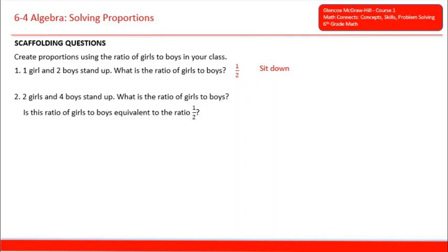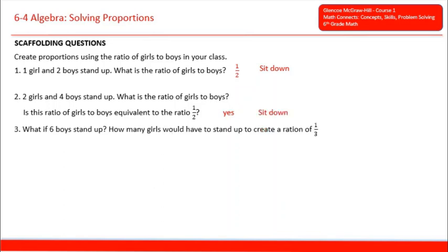Is this ratio of girls to boys equivalent to the ratio 1/2? Yes, because the ratio would be 2/4, which simplifies to 1/2. Sit down. Number 3, what if 6 boys stand up? How many girls would have to stand up to create a ratio of 1:3? 3.